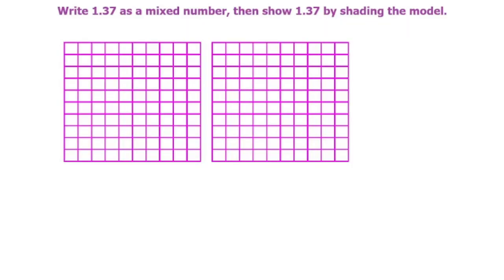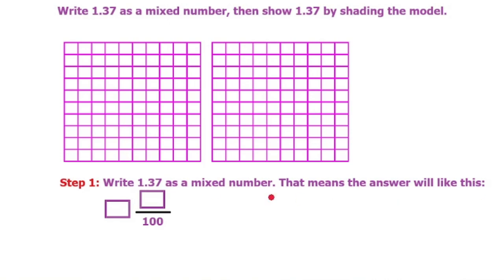In this video, we're going to write a decimal using a model to help us figure out what the fraction is. So if we have a problem like this that says write 1.37 as a mixed number, then show 1.37 by shading the model. So here's the model.